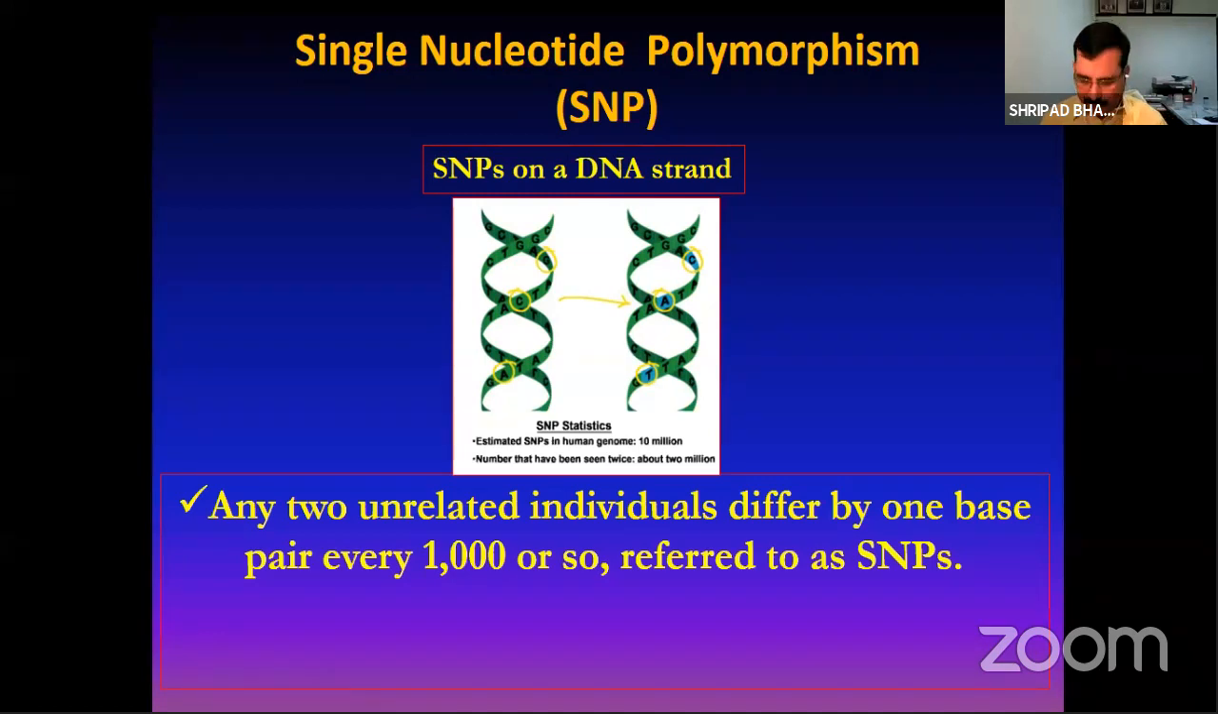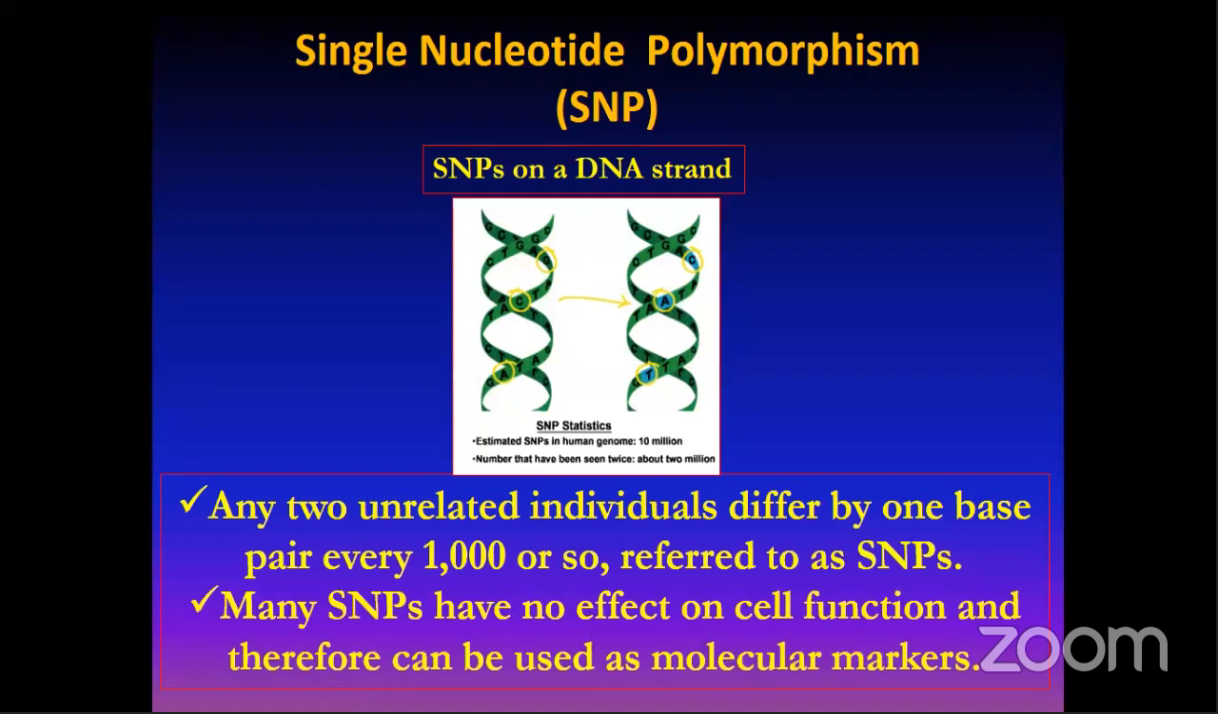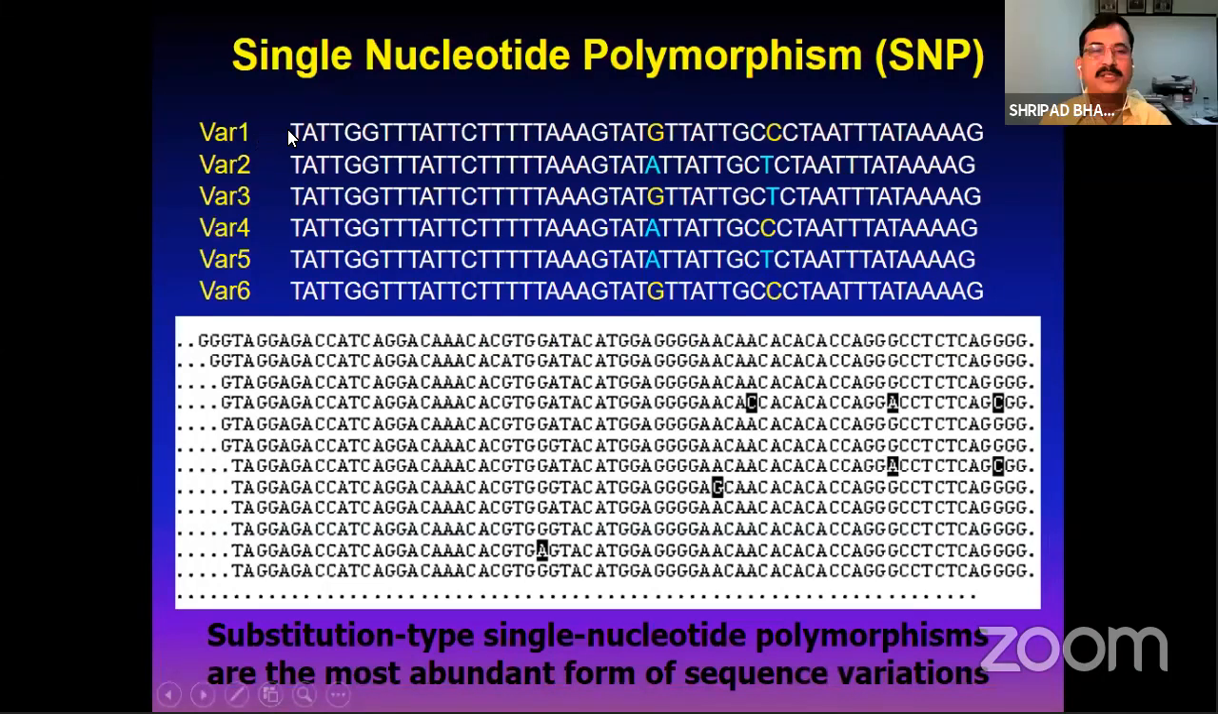Any two unrelated individuals differ by one base every 1,000. This is an average number I am telling you about. Okay. So we can use, here is an example. Say in the case of variety one, this is the sequence, then variety two, variety three. Now here you see in almost all places, the same base, but here, as I've given color, there's G, A, G, A, A, G. It means either G has been substituted by A or A has been substituted by G. So there are some changes. Those changes we are now calling single nucleotide polymorphism.